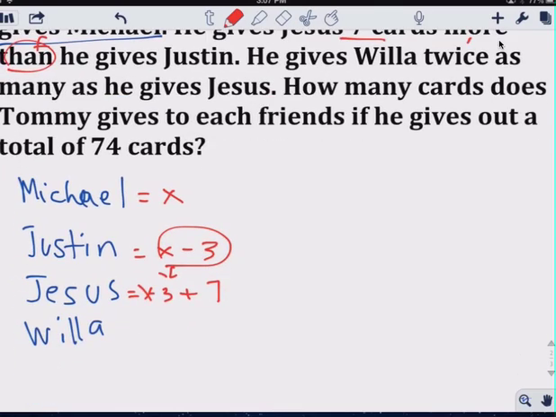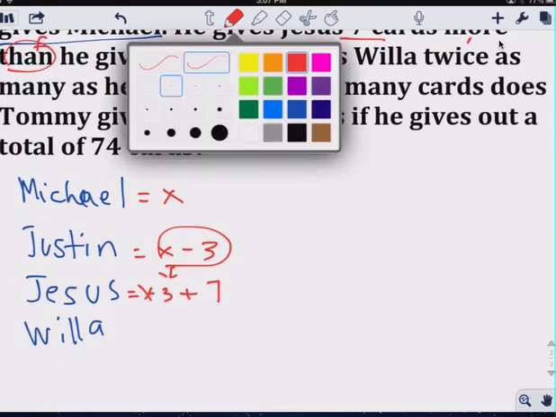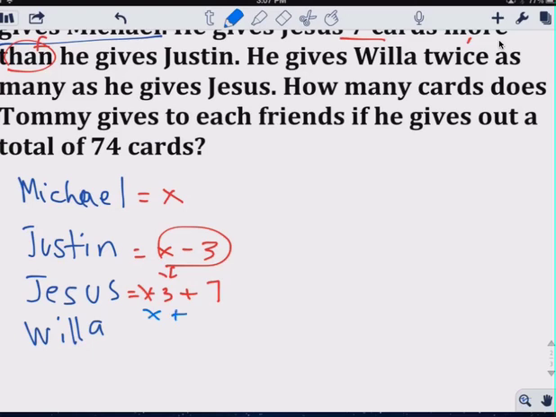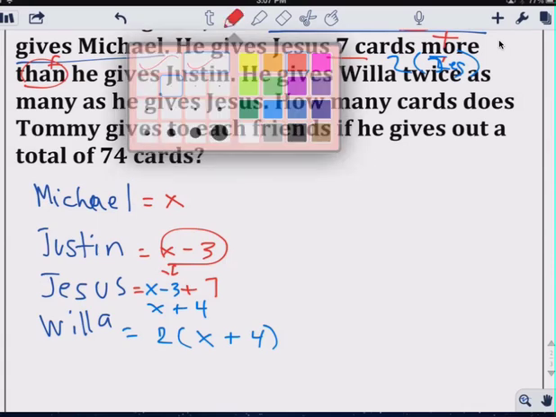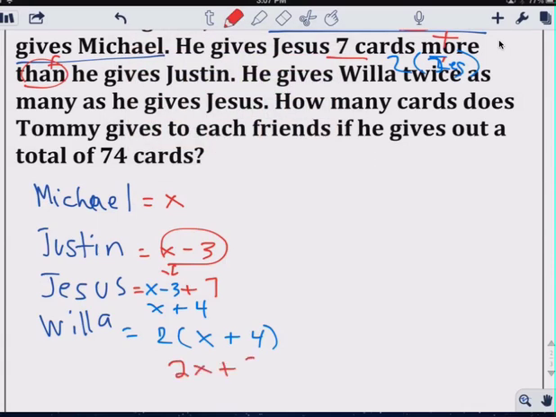Oh, we can combine the like terms here, couldn't we? To X plus 4. You understand why it's a 4, right? Because that's a negative 3. Okay, that's Jesus. Willa is twice as many as Jesus. Twice is 2 times, right? 2 times Jesus. Jesus is X plus 4, which we need to distribute: 2X plus 8.